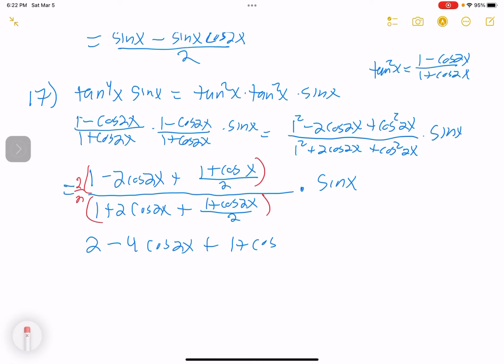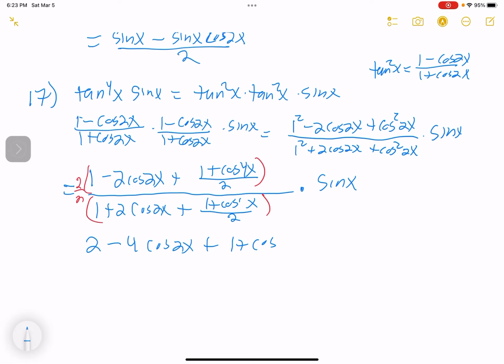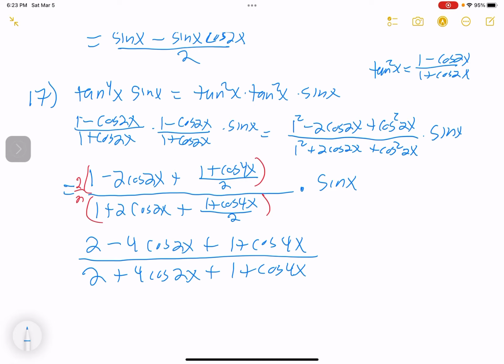That's going to be gone, and that's going to be gone. These are 4x's because it's double the angle. The angle was a 2x, it gets doubled. So that's cosine 4x over 2 plus 4 cosine 2x plus 1 plus cosine 4x. And we can't forget our times sine x.